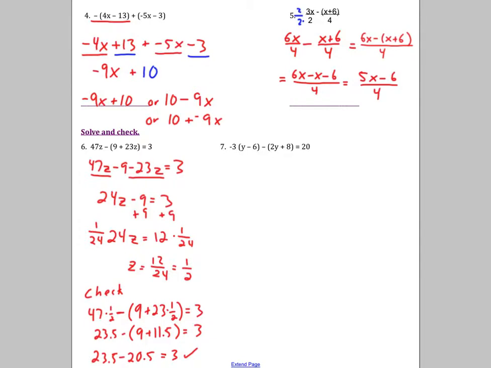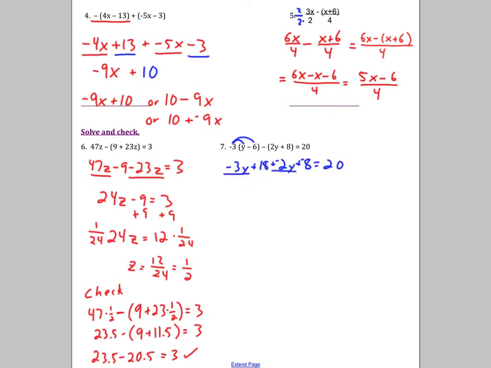Number 7. Now we have two sets of parentheses. For the first one, we'll take negative 3 times y, which gives us negative 3y. We'll take negative 3 times negative 6. Negative times negative is positive, so that's plus 18. Now, for the second set of parentheses, we're subtracting that sum again. We're subtracting 2y and we're subtracting 8. Minus 2y minus 8. Might want to turn those into plus negative, and that equals 20.